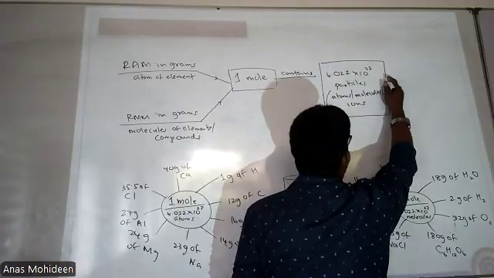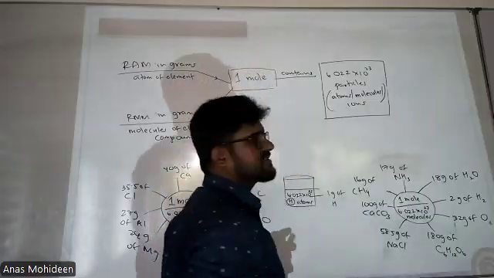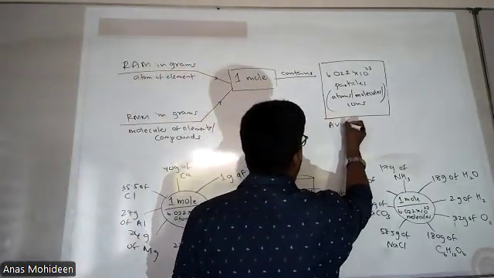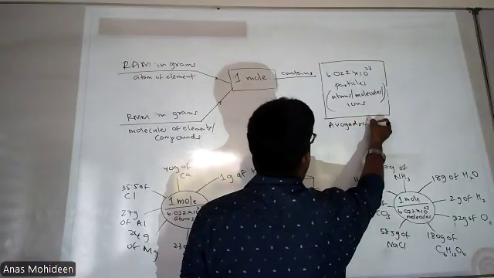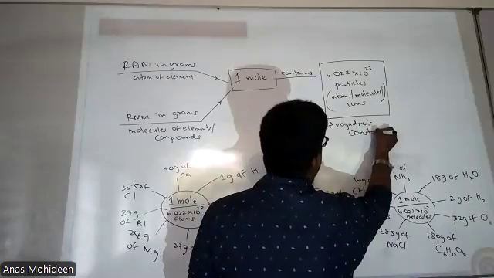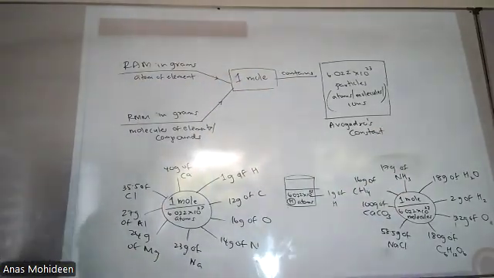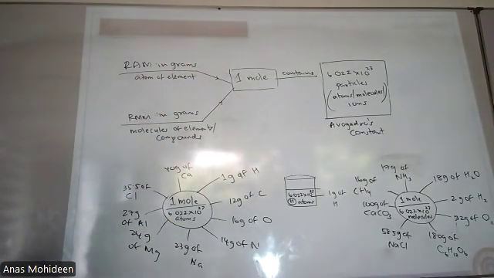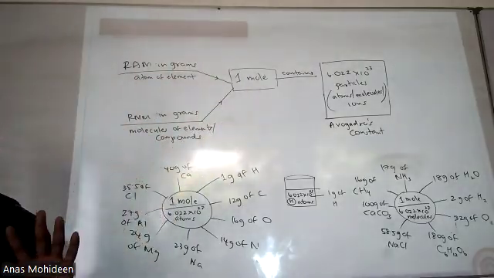This is what we term as what constant? Avogadro's constant. Not avocado. Avogadro's constant. It is a fixed value. Whenever you look at avocado, remember Avogadro. So that is containing 6.02 × 10^23 particles.